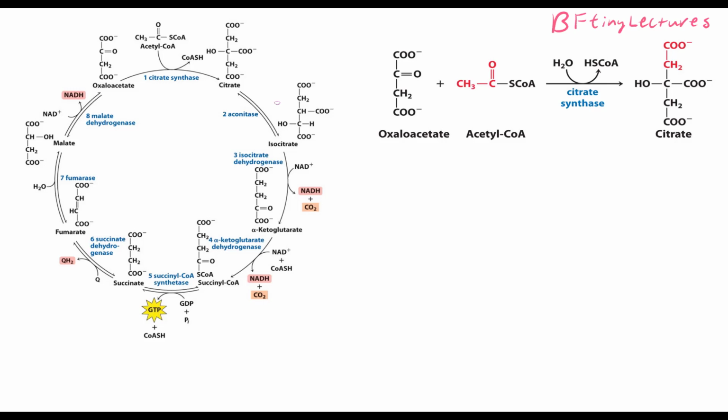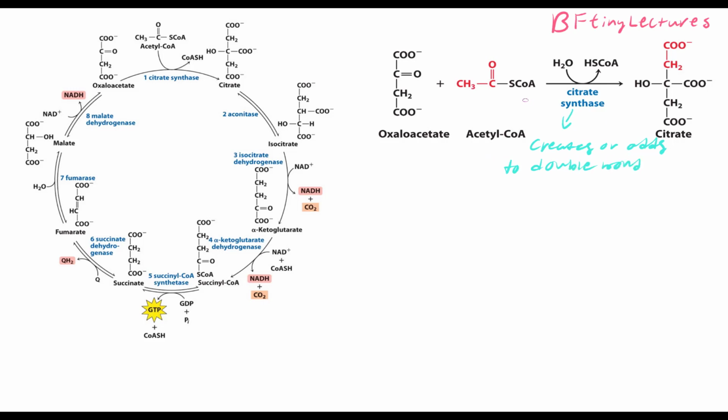Here, we're going to be creating it. Now, how do we create it? Well, we're going to create it by condensing oxaloacetate with acetyl coenzyme A. How do we do that? We do that by using citrate synthase. What is a synthase? A synthase either creates a double bond, or adds something to a double bond.